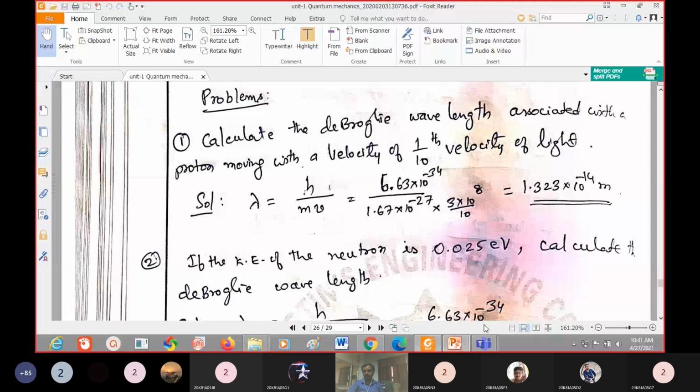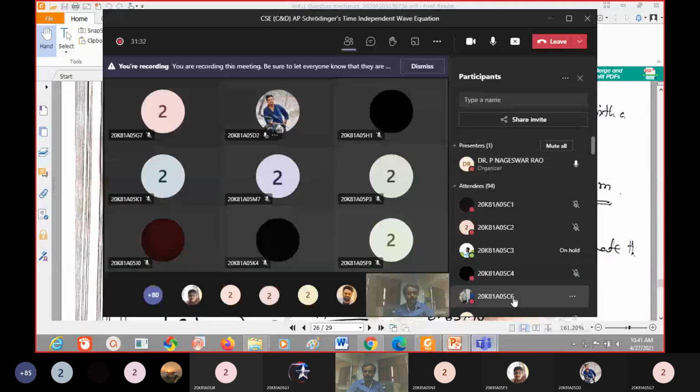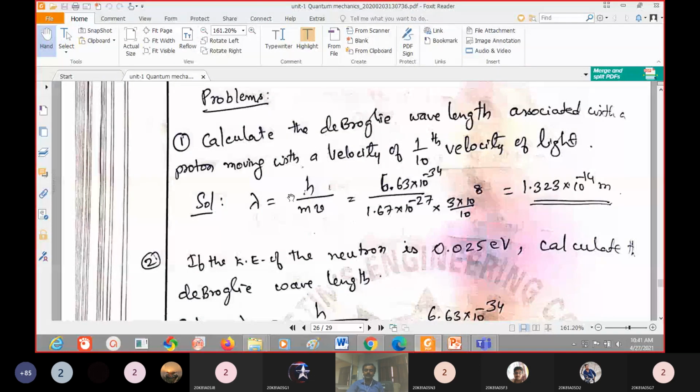Is there any doubt? Okay, so now this is the lambda value here. We just have to use the formula: lambda is equal to h by p. We know that p is equal to m into v. Here v is given, and the remaining values are all constants.